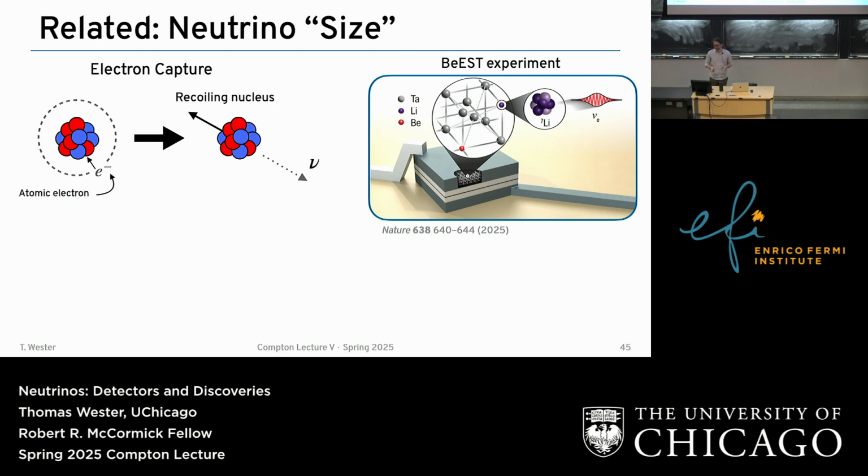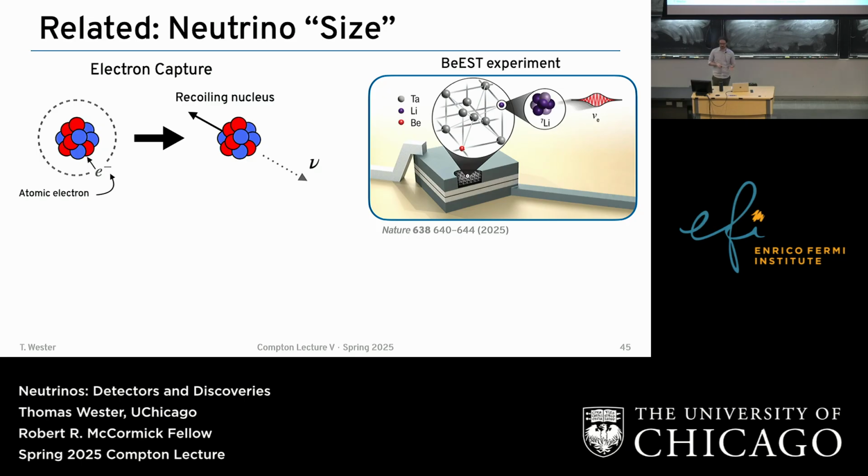but the Be is beryllium, because what they start with is a beryllium atom, and there's an electron orbiting around the beryllium atom. Sometimes that electron can be captured, which puts the nucleus in an unstable state, which then decays. In that decay, you have the recoiling nucleus and a neutrino produced. That recoiling nucleus is what this experiment is trying to measure.